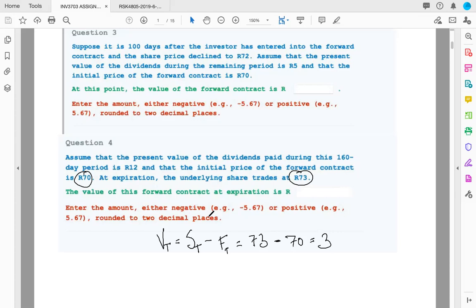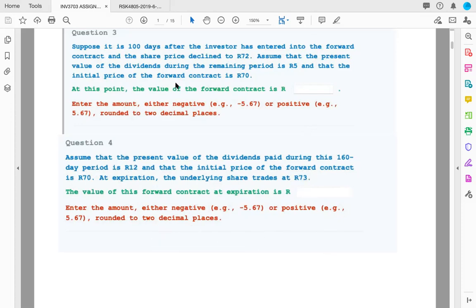To determine the value of a forward contract at expiration, simply take the price of the share at expiration minus the forward price that you will have calculated initially. The dividends don't matter when you've reached expiration, because there are no dividends left. You're now at the end of the contract. So in this case, the answer is 3 Rand.